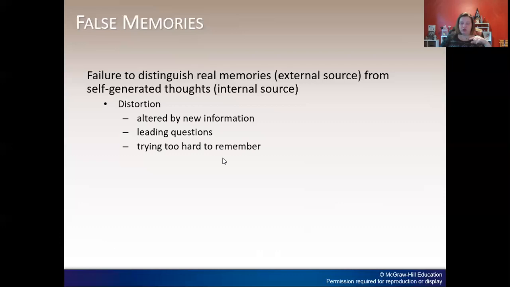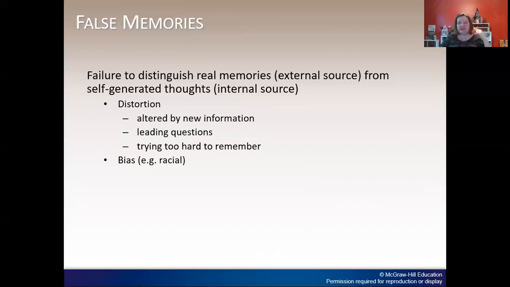Or if you're trying too hard to remember something, then you're going to try to fill in those blanks, not necessarily because you mean to, but because you're trying to fill in the blanks and putting a special effort into trying to fill in the blanks.